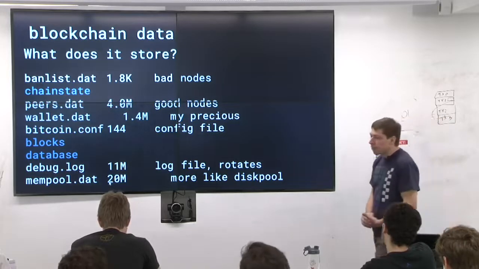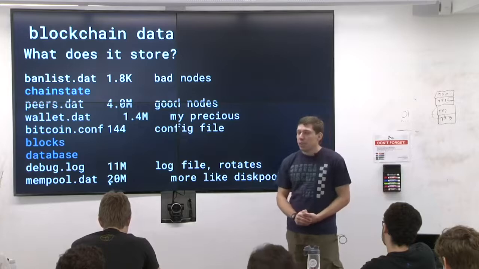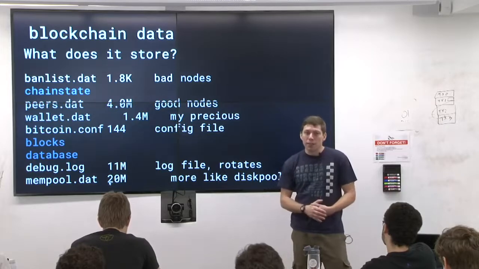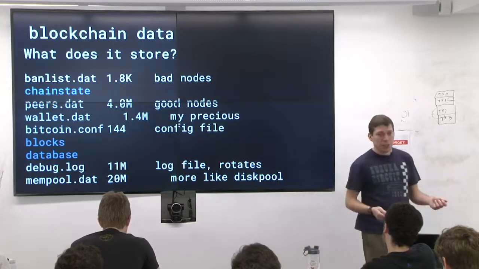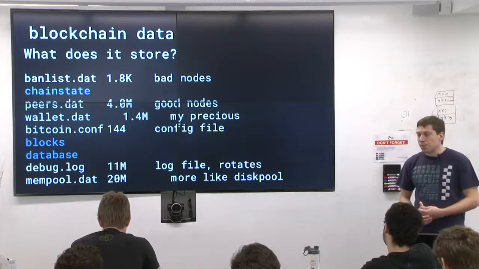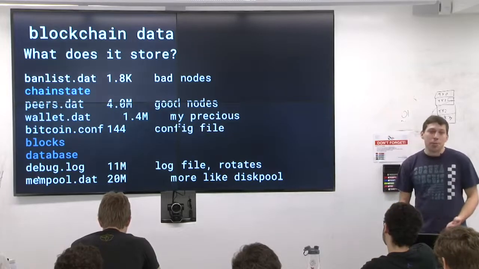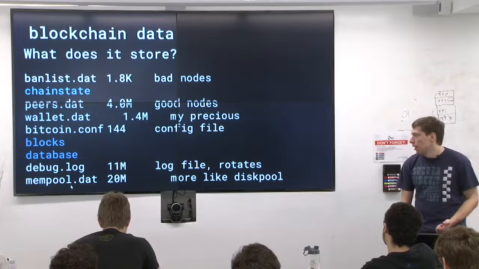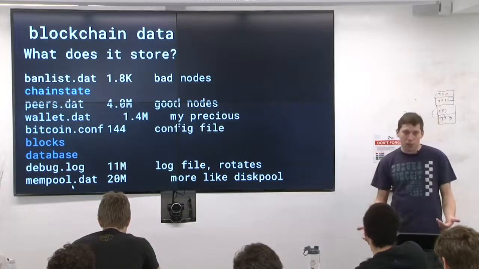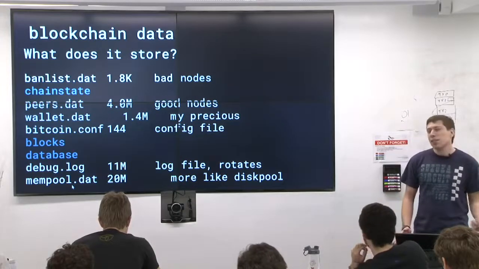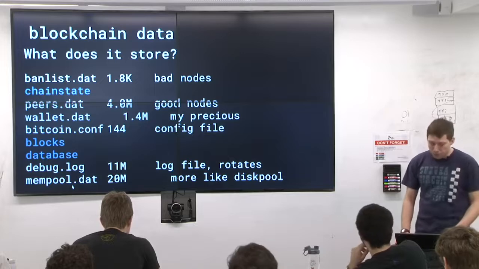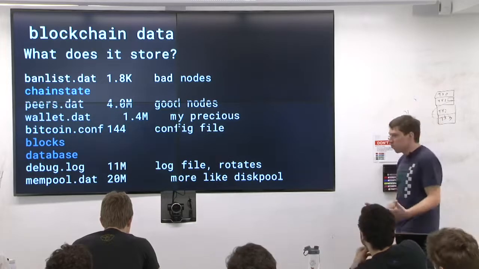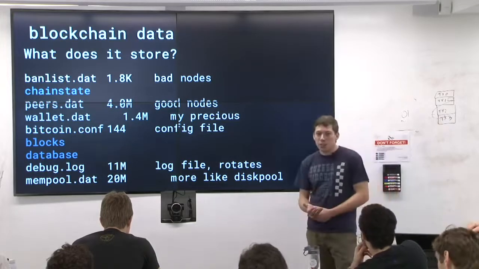So the mempool is transactions you've seen that you've not seen in a block yet, right? So people are broadcasting transactions, and you store them. It used to be just in memory, hence the word mempool. Now it's more like a disk pool, because you actually store them on disk, because it saves a little speed when you shut down and start up again. Okay, so any questions about just what all these files are doing?